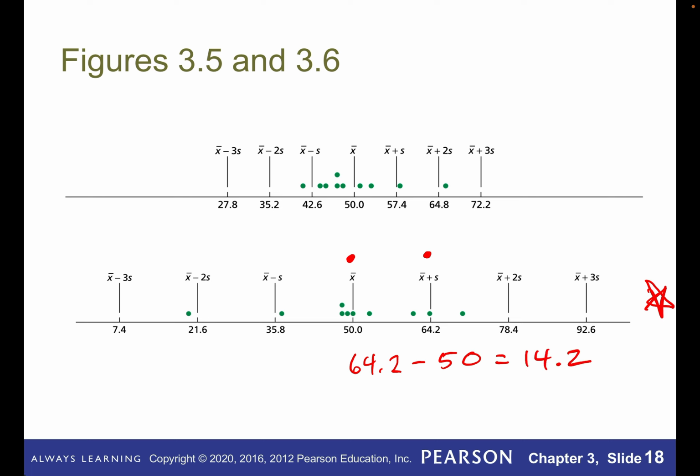And then if we do similarly with this data set up here, it would be 57.4 minus 50, which is 7.4. And so that makes perfect sense in regard to what we're seeing visually, because the sample standard deviation here is 14.2, whereas for the data set at the top it is smaller, 7.4. And visually we can see that the top data set is not as spread out as the bottom data set.